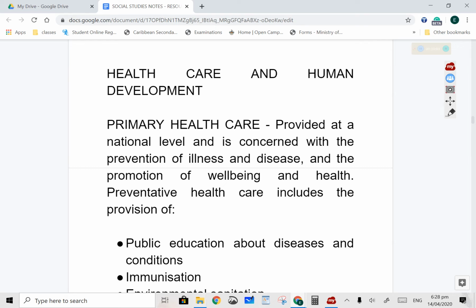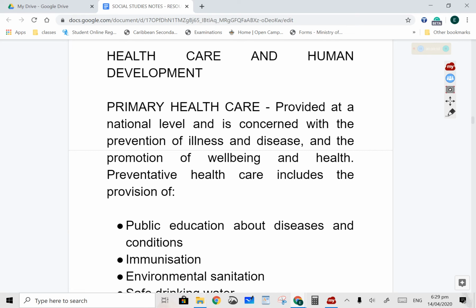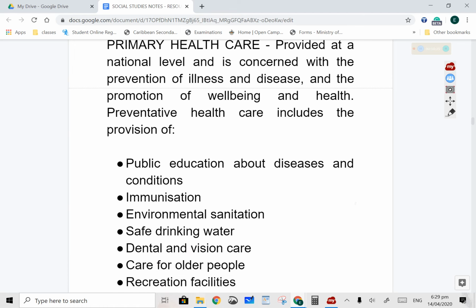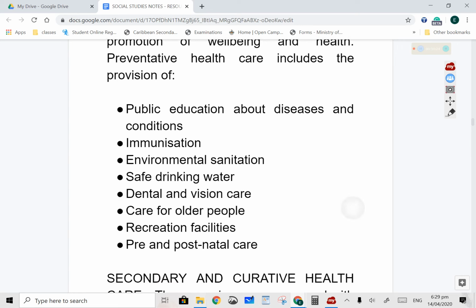Firstly, we have primary healthcare, provided at a national level and is concerned with the prevention of illness and disease and the promotion of well-being and health. Preventative healthcare includes the provision of public education about diseases and conditions, immunization, environmental sanitation, safe drinking water, dental and vision care, care for older people, recreational facilities, pre and postnatal care.